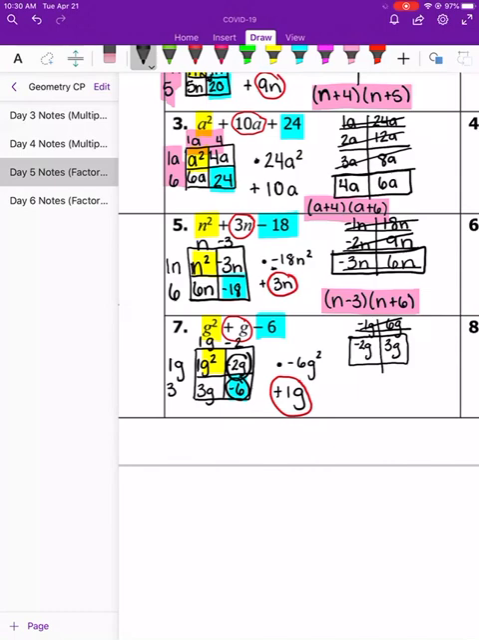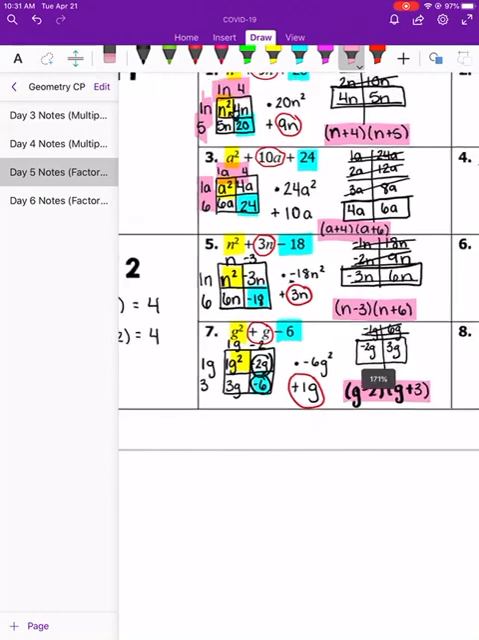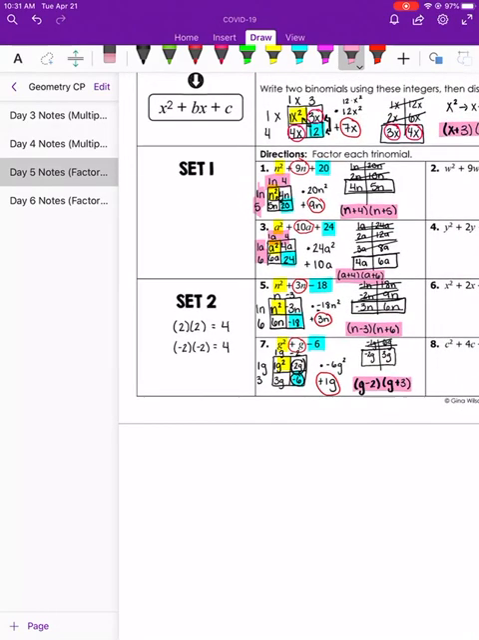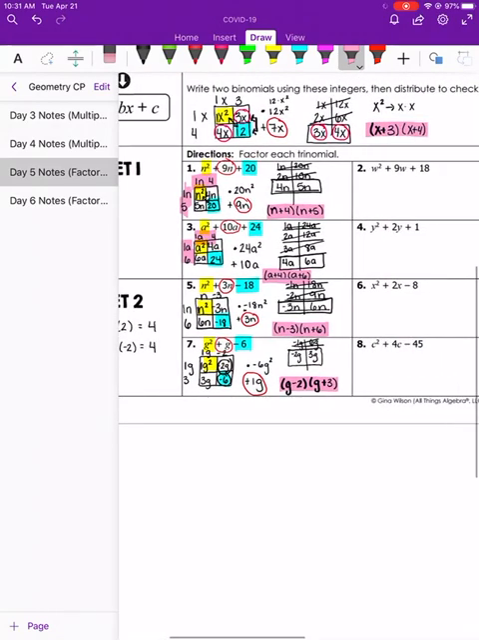So my final answer from the first up top is going to be G minus 2. And then on the side, I have a G plus 3. Okay? And so that's all you guys do.